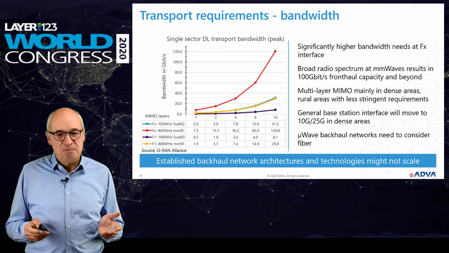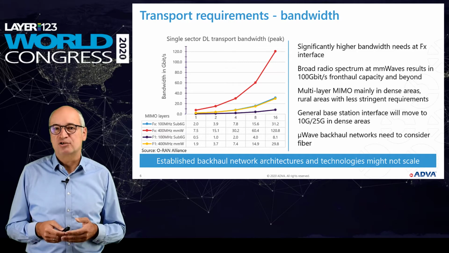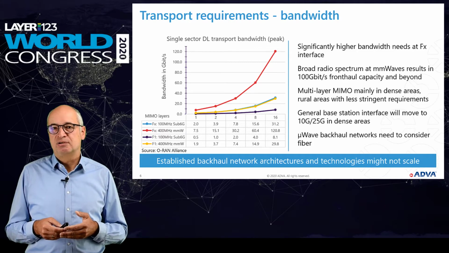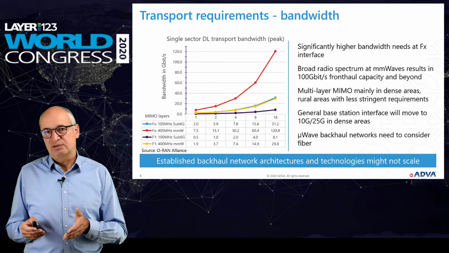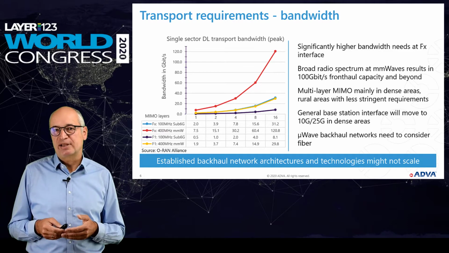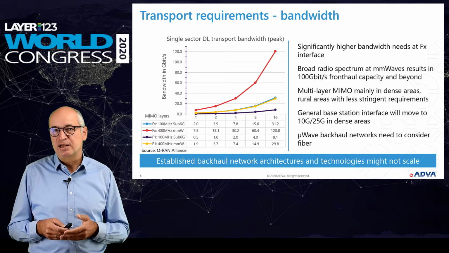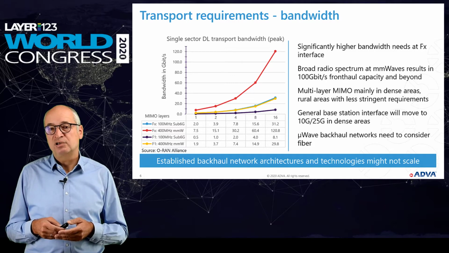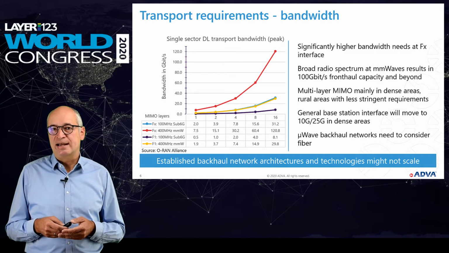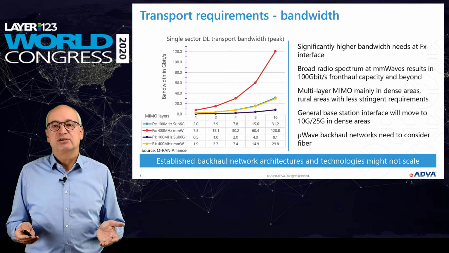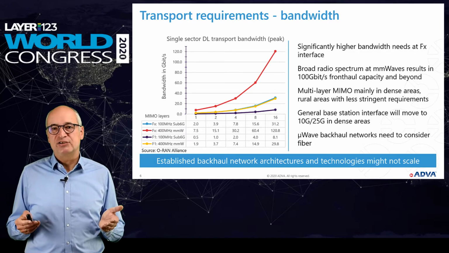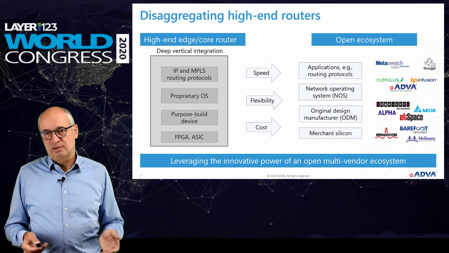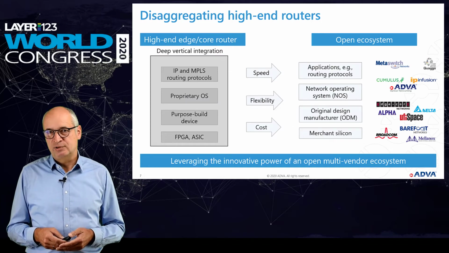And what you see, bandwidth dramatically growing to, at the F1 interface, tens of gigabit per second, and even going into the 100 gigabit per second range at the front haul interface for a high band application. Conclusion, we need a very, very scalable architecture. Disaggregation is the solution to it.